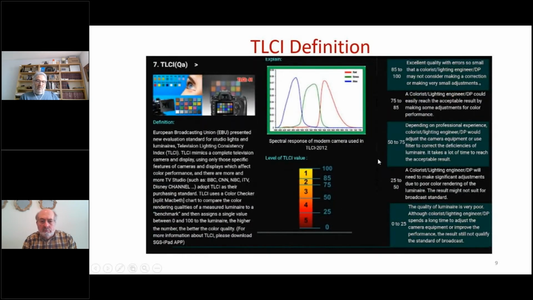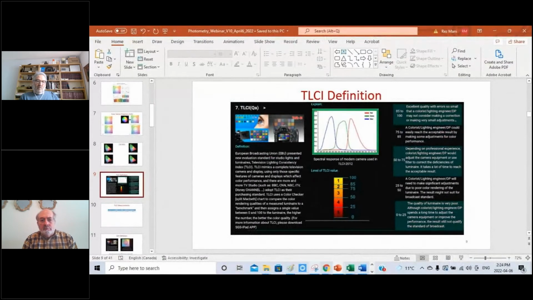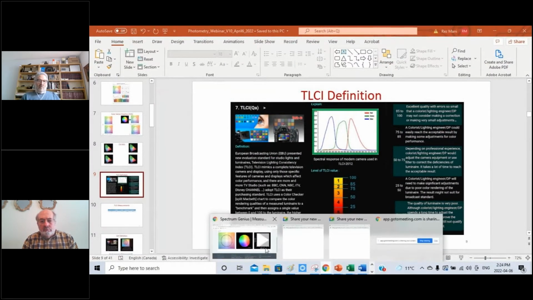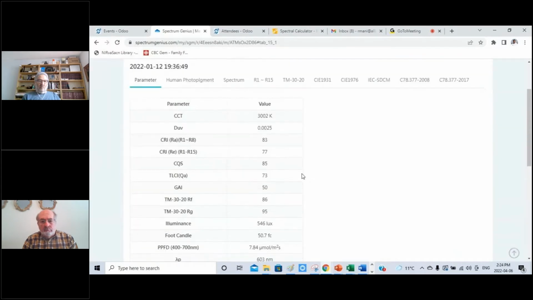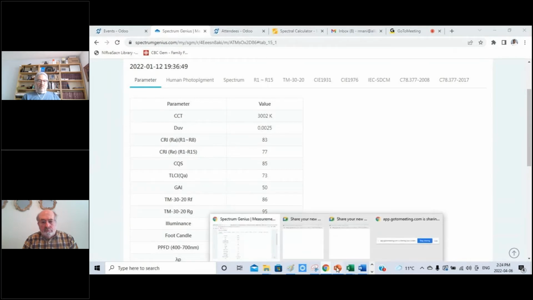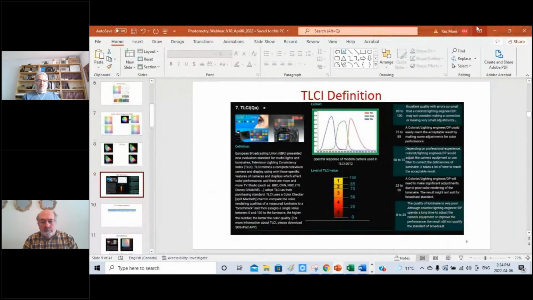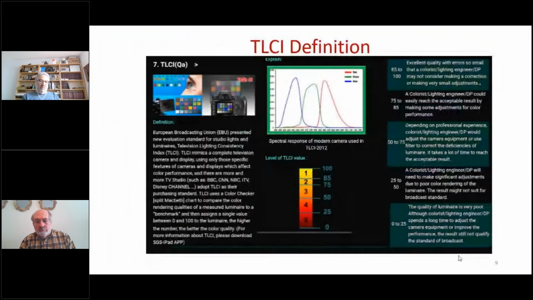All right. Next, we go to TLCI. Again, I'm going to refer to the cloud one more time to show you that you can see all these parameters that I'm explaining right now are already given here. I've extracted the information and I'm comparing the four lamps to each other. Let me go back and explain what TLCI is.